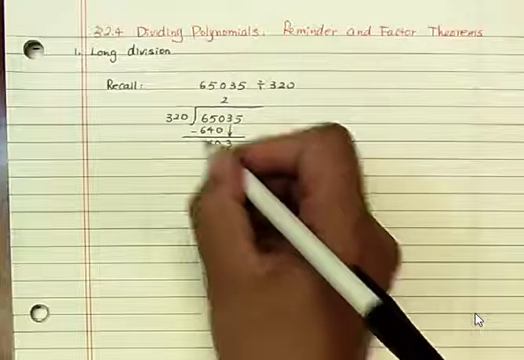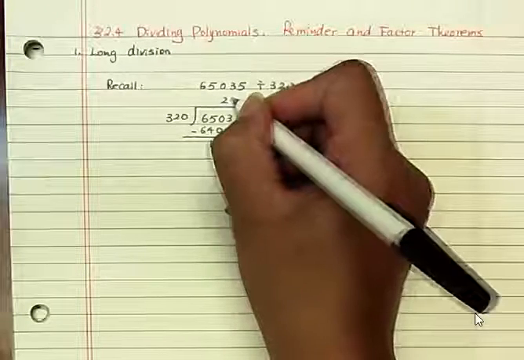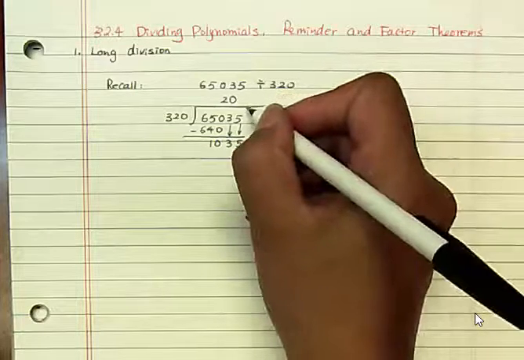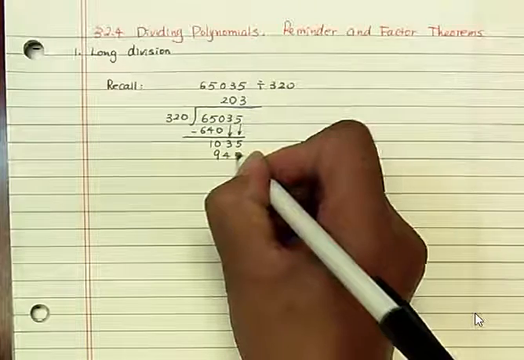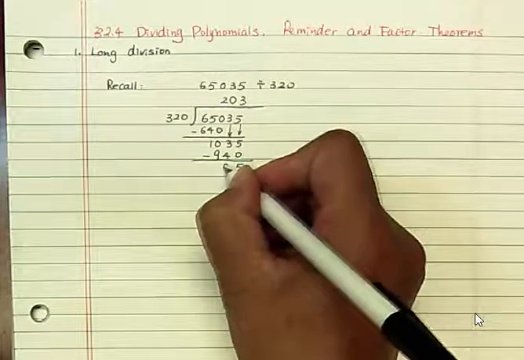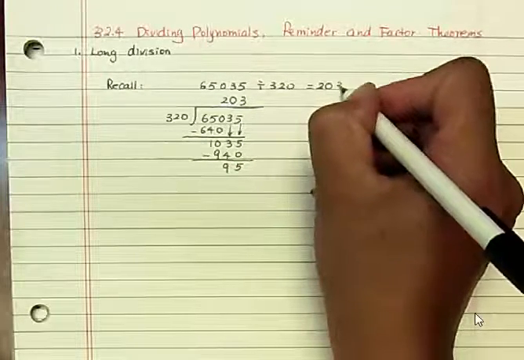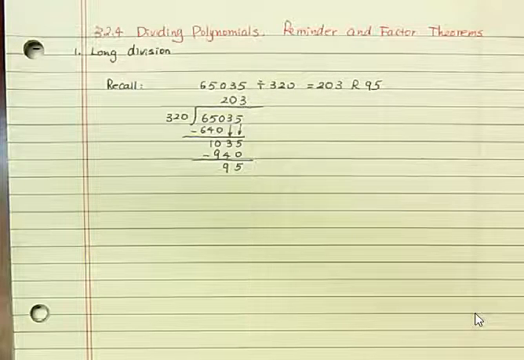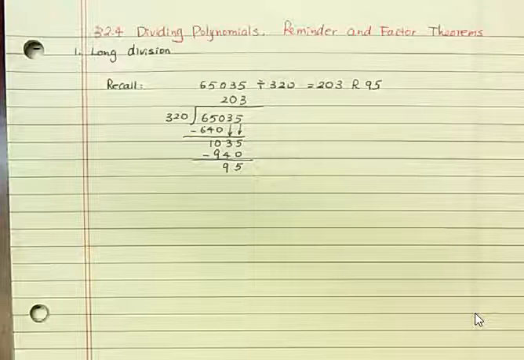That's 3. Do we have enough? No. Bring another term down. So that will be 0, right? So that will be, let's see, 3. So that is 940. Subtract them. So that's 5, and that will be 9, right? 95. So we say that this is 203 with remainder 95. I'm using that just to help you think about polynomial functions.